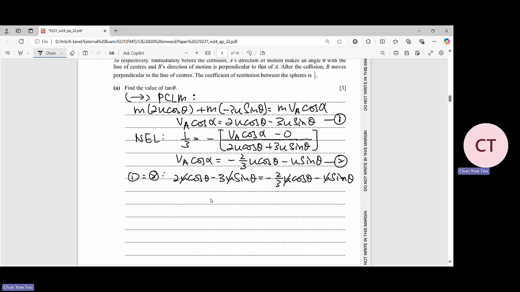Sine theta and cos theta, they all combine together. So this one is 8/3 cos theta equals 2 sine theta. So you have tangent theta is equal to 4/3. The question is looking for tangent theta, then we are done. So this will be the answer for question number 3A. Now we move on.